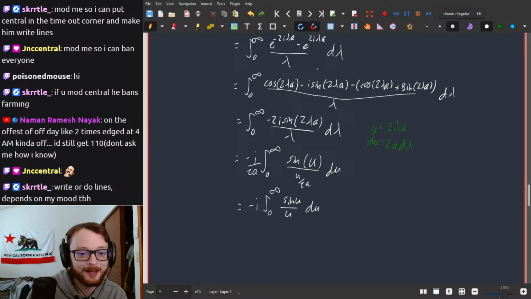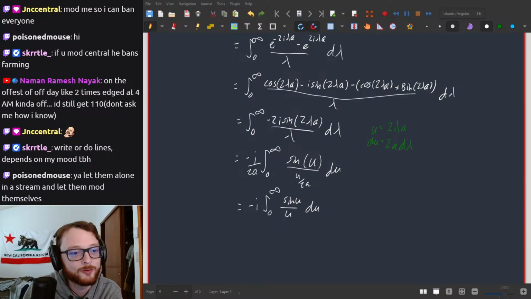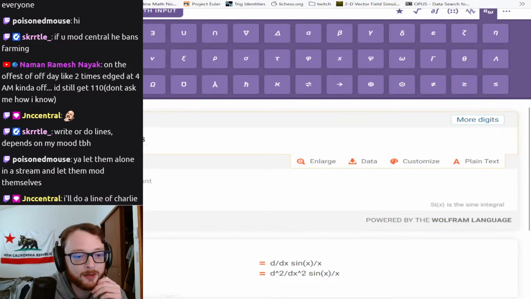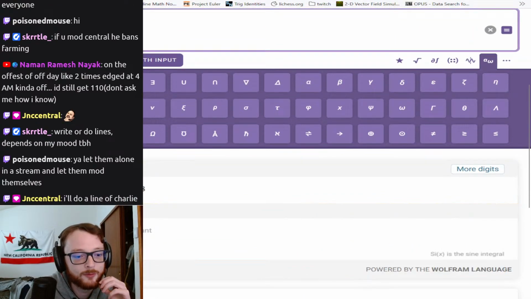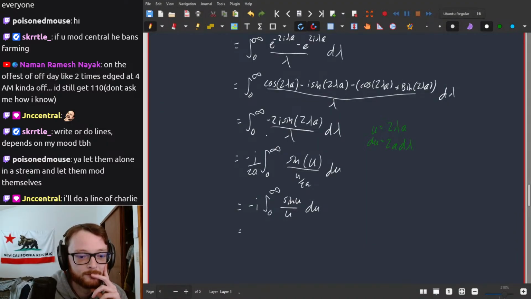Okay, and then I'm gonna use the... I don't want to do a contour integral on that. Let's just say that there's a known result, which is known from Wolfram Alpha, pi over 2. Wait, this is bad now.